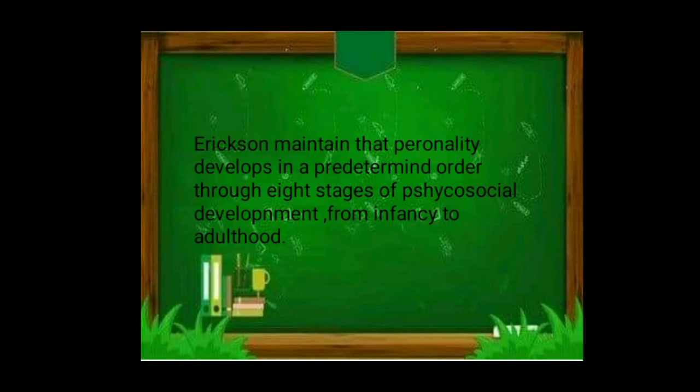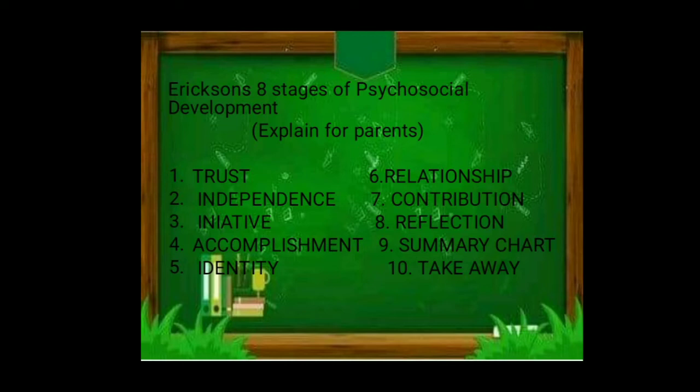So now Ate Garianaza will help me to discuss the first dimension of social and moral development, the so-called Erikson theory of social development. Erikson maintained that personality develops in a predetermined order through eight stages of psychosocial development from infancy to adulthood. And next are Erikson's eight stages of social development: trust, independence, initiative, accomplishment, identity, relationship, contribution, reflection, summary chart, and last is takeaway.